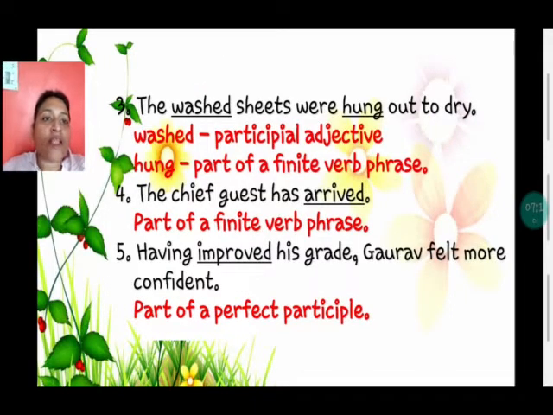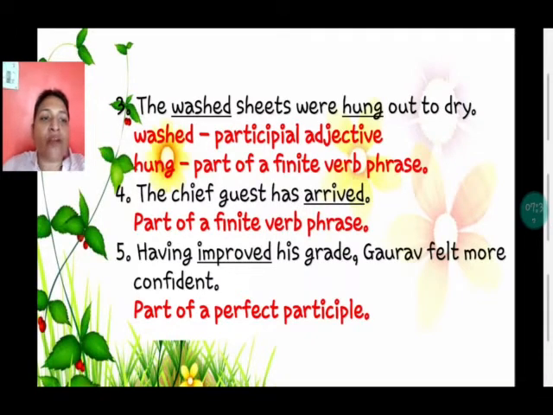The washed sheets were hung out to dry. Now, washed, here we have two. One is washed, another one is hung. Washed is a participial adjective and hung is part of a finite verb phrase. The chief guest has arrived. Arrived is part of a finite verb phrase.